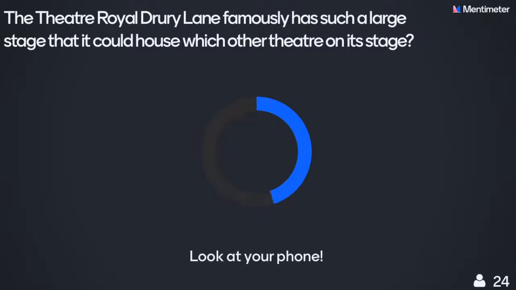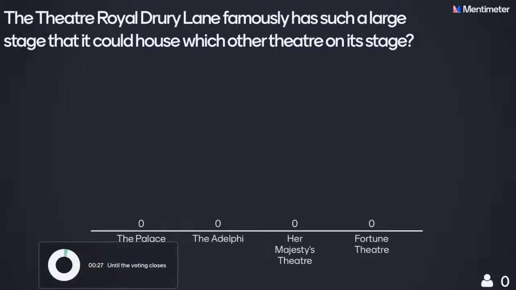Oh, next question. The Theatre Royal Drury Lane famously has such a large stage that it could house which other theatre on its stage? Is it the Palace, the Adelphi, Her Majesty's Theatre, or Fortune Theatre?